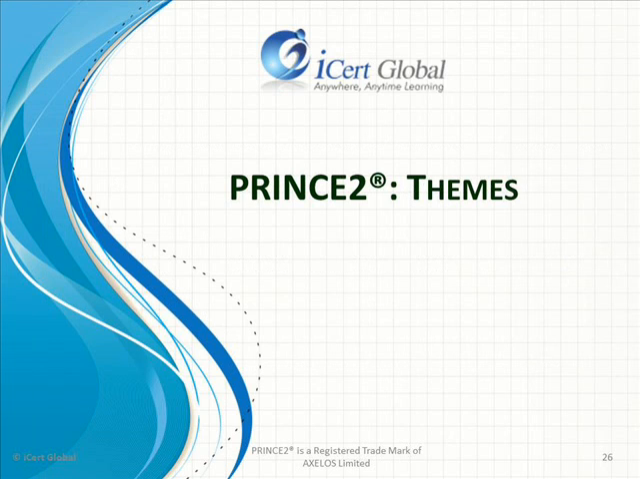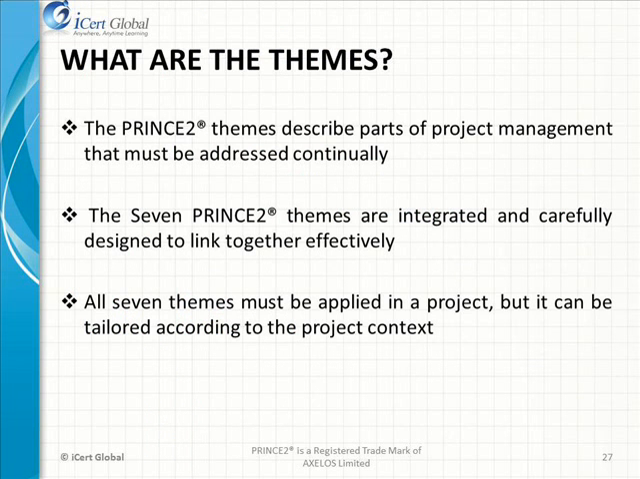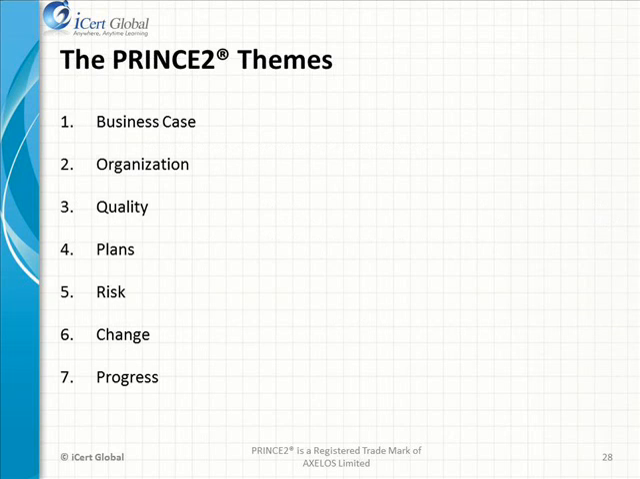PRINCE2 Themes. What are the themes? Themes are knowledge areas. Themes are the parts of the project that need to be continually addressed throughout the project lifecycle. The 7 themes are: business case, organization, quality, plans, risk, change and progress.